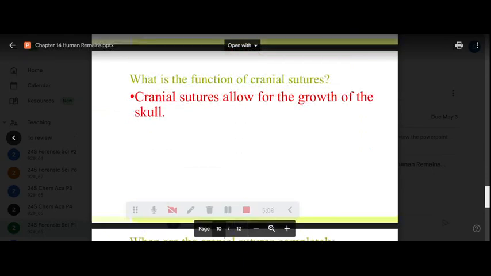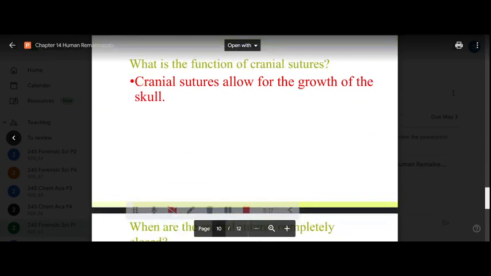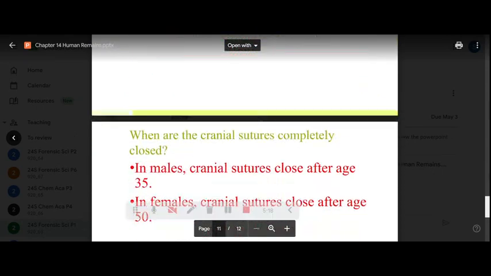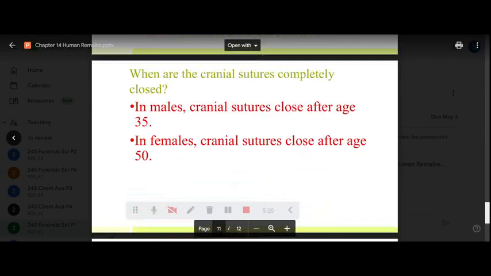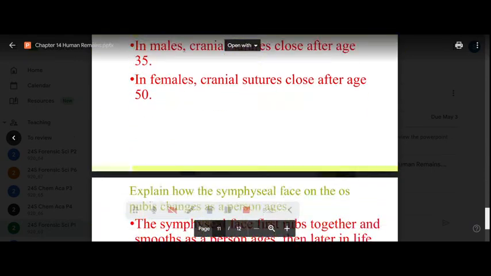And then what is the function of cranial sutures? So remember, cranial sutures allow for the growth of the skull. And then when are the cranial sutures completely closed? So if you remember, in males, cranial sutures close after age 35, and in females, cranial sutures close after age 50.